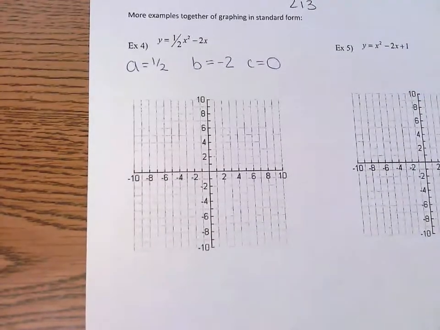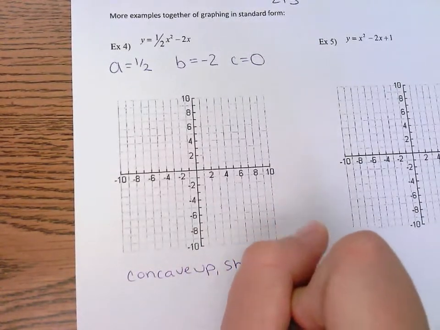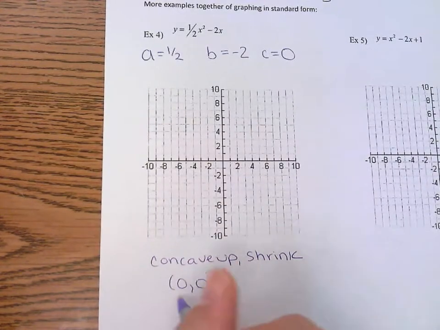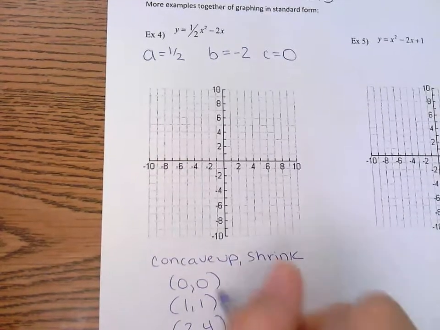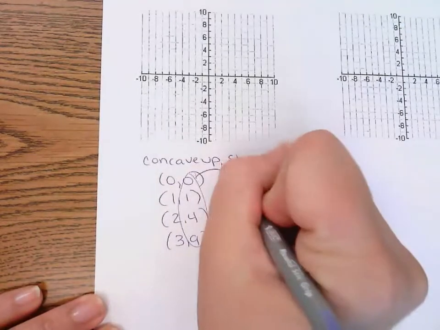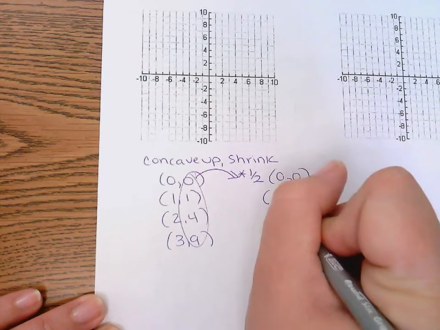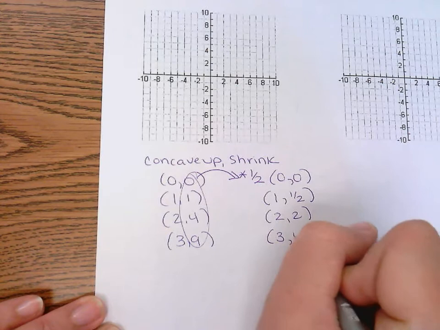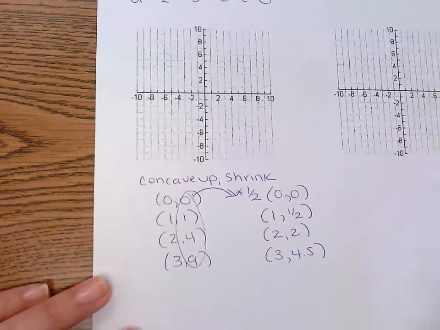So let's see, 1/2, it's going to be concave up, and it's going to be a shrink. So remember, when you do a shrink, you take your parent points, so 0, 0, 1, 1, 2, 4, 3, 9, and you shrink all those y values. So if you multiply the y values times 1/2, you'd be at 0, 0, 1 comma 1/2, 2 comma 2, and 3 comma 4.5. So I just shrunk the y values, but the x values stay the same.